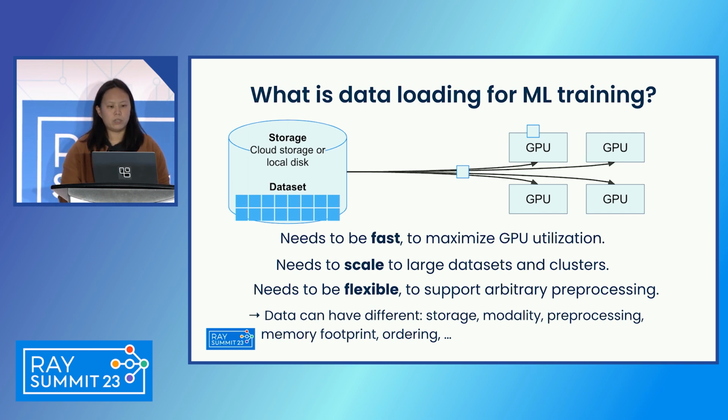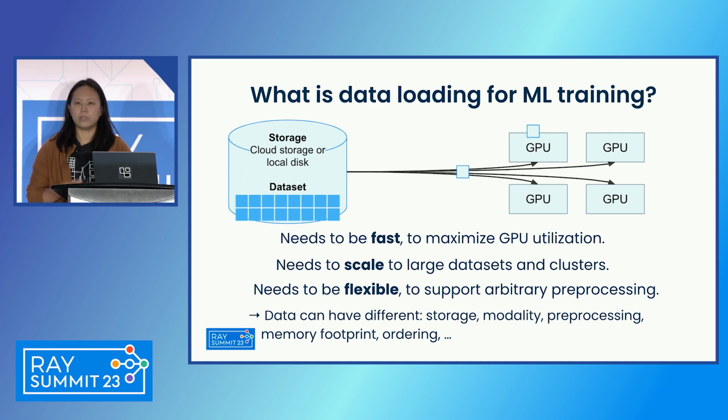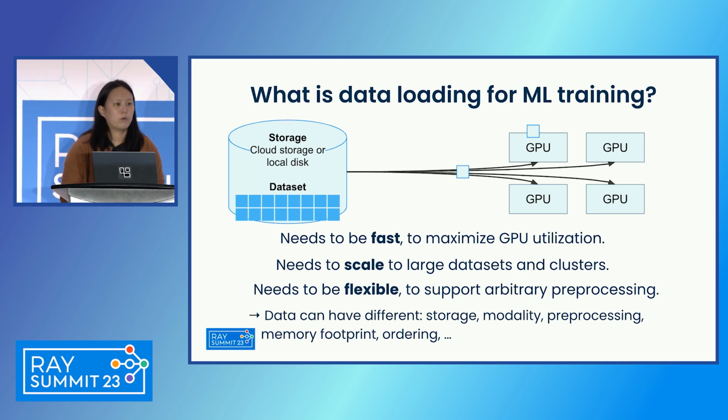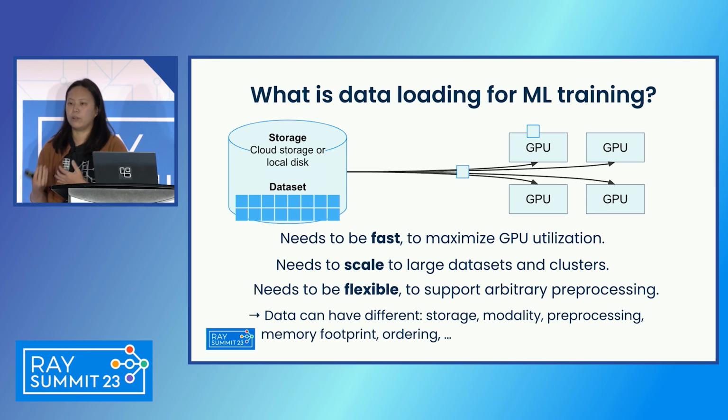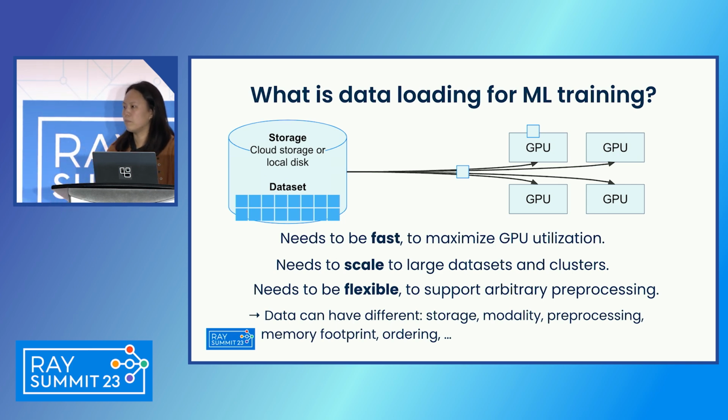And then finally, we want this process to be flexible. So today, the preprocessing that you want to do during this data loading step is becoming more and more complicated. And so you can have data that might have different storage locations, different modalities like text or audio or video, and also different preprocessing functions. And those different preprocessing functions will also have very different resource requirements. So some might be memory intensive, while others are CPU intensive. And then, of course, there's also the data ordering. So in some cases, you might want to randomly shuffle the data set. If you have multiple trainers, then you want to partition the data set across your trainers evenly.